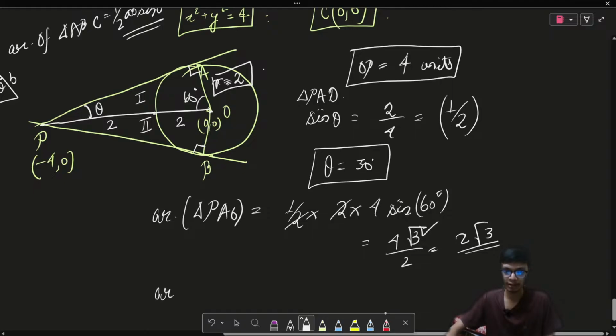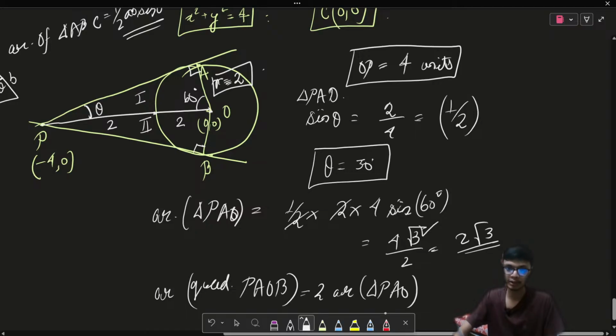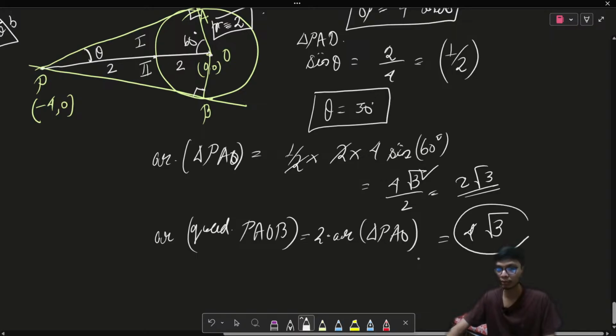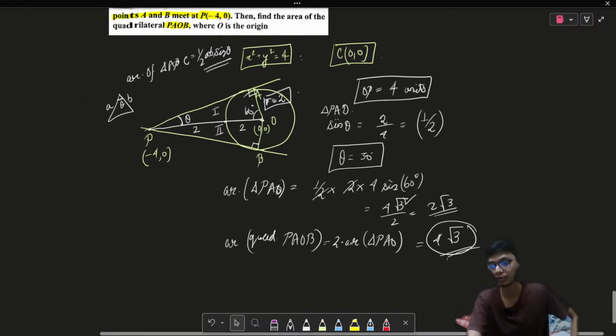Now from here, once I obtain the area of the triangle PAO, the area of the quadrilateral PAOB is nothing but 2 times the area of the triangle PAO, right? Because the areas of triangles PAO and POB are equal, as they are two congruent triangles. So from here, the area is going to be 4 root 3. So the total area of this quadrilateral is going to come out as 4 root 3.